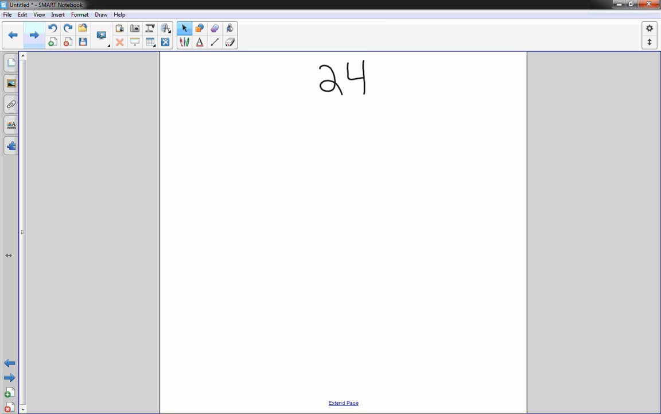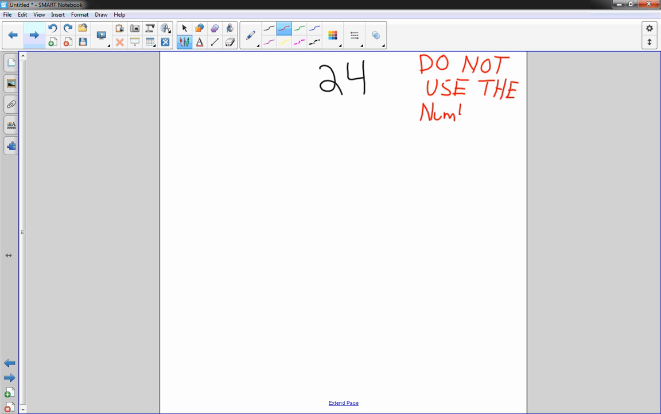Before we get started, though, we have to remember that the number 1 is not prime nor composite, so we do not use the number 1 in our factor trees. So write that real quick. Do not use the number 1 during this process in our factor trees. So I'm going to use the number 24.